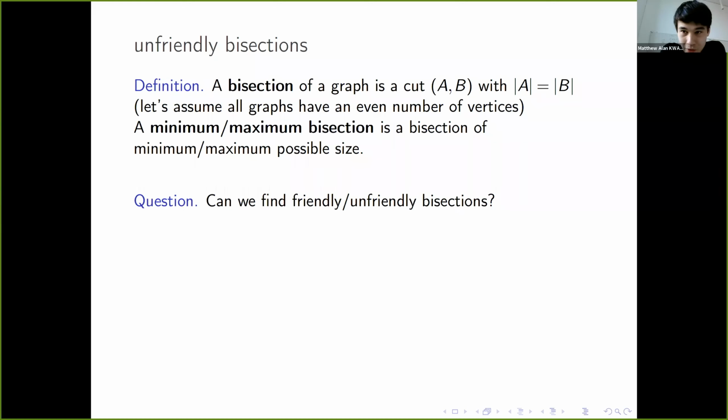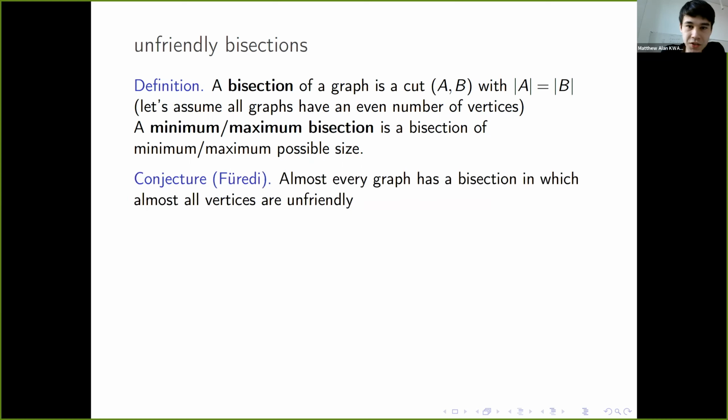Now, just like for max cut and min cut, you can ask for some local optimality properties. So you can ask, can you find a friendly bisection or an unfriendly bisection? And it turns out the bisection setting is much more difficult than the general cut setting. And there's very little that is known in this area. But there is an old conjecture due to Füredi, which says that almost every graph has a bisection in which almost all vertices are unfriendly.